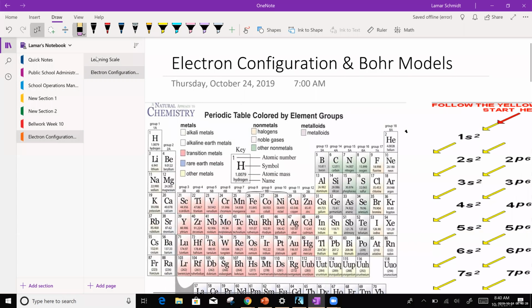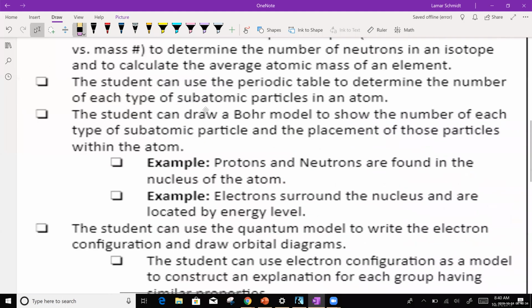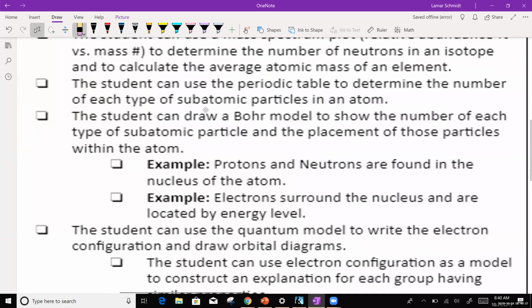If we look at our learning scale, we're going to cover some things in particular. The student can draw a Bohr model to show the number of each type of subatomic particle. You should be able to write the number of each type of subatomic particle already, especially if you have mastered the previous objective. Then you're going to show the placement of those particles within the atom. What you should know already is that protons and neutrons are found in the nucleus of the atom. That's a fairly easy part.